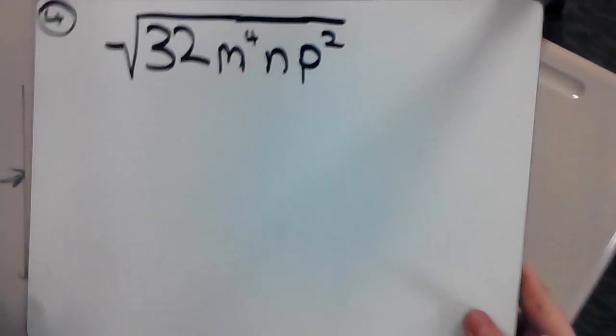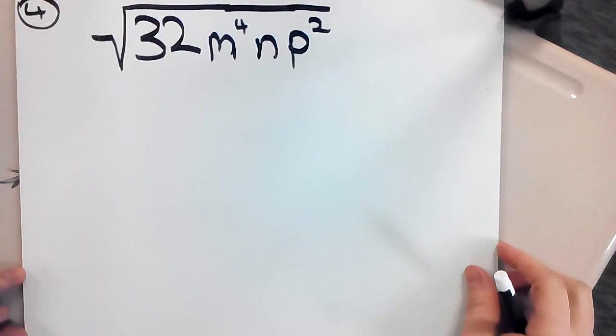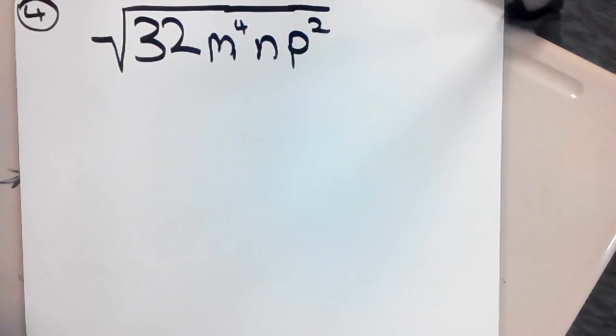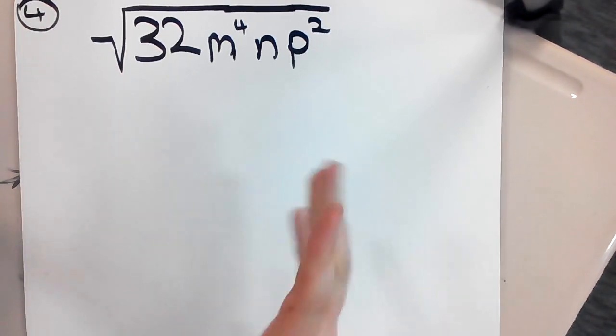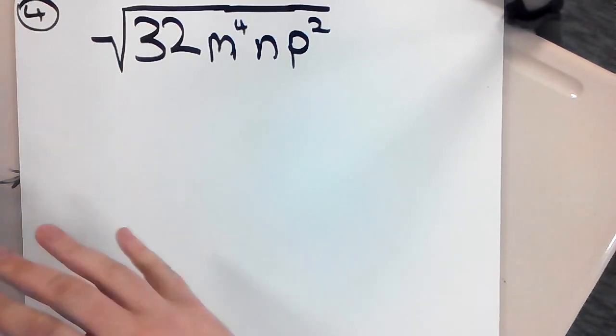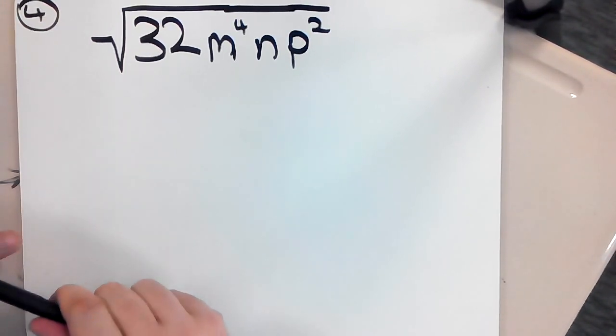Alright, let's take a look at the first example. We have the square root of 32 m to the fourth n p squared. So I just have to simplify this. Let's understand this is just a skill set. We're not really solving problems. We use this to solve other problems.